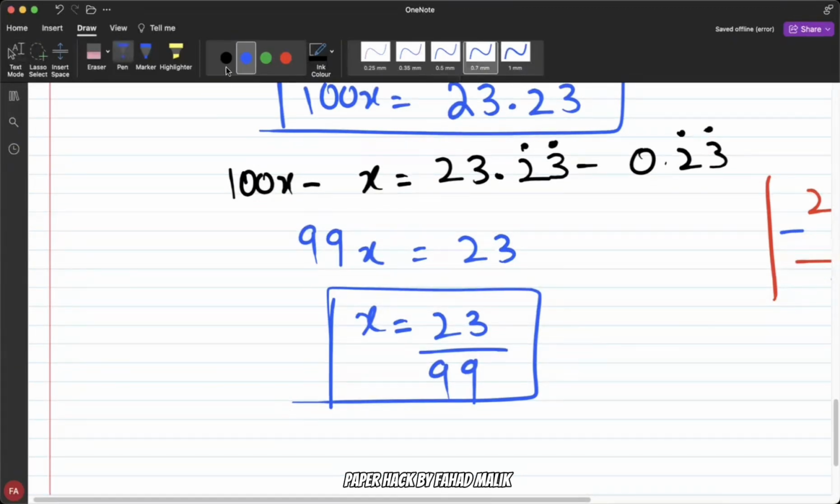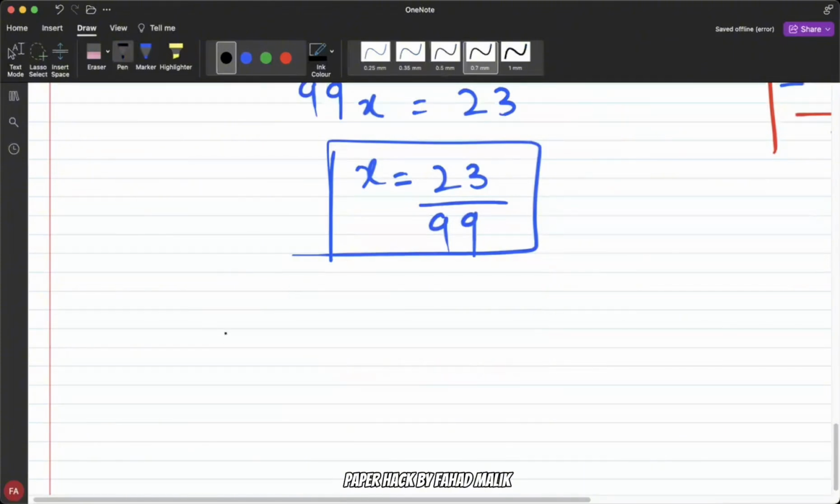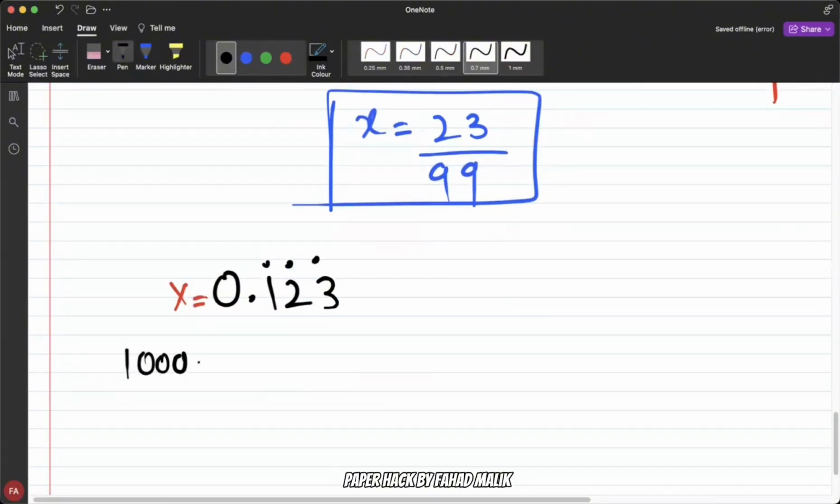In a very similar way, if I were to ask you, what if I had 0.123 recurring? Again, in this case, how many numbers do I have? We have 3 numbers. So just like the same hack that I told you, you will be multiplying this by 1000x. Hopefully the key is now clear as to what you should be multiplying.